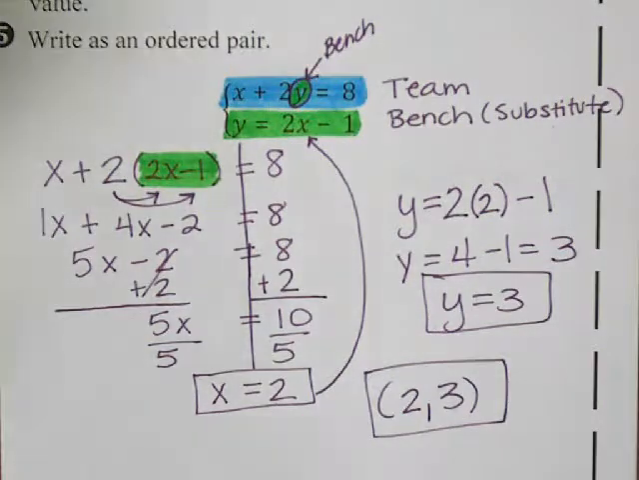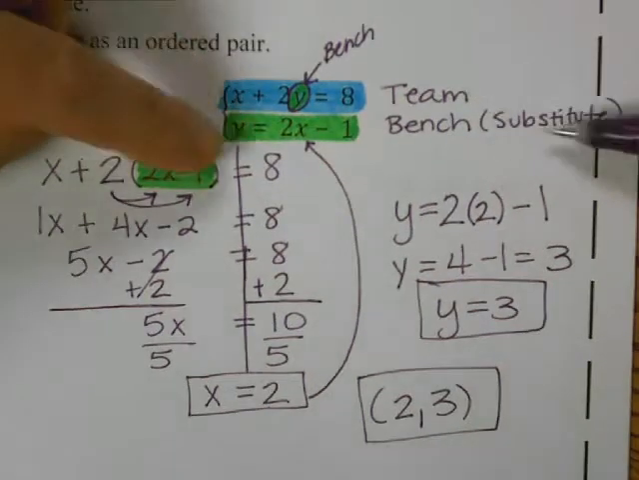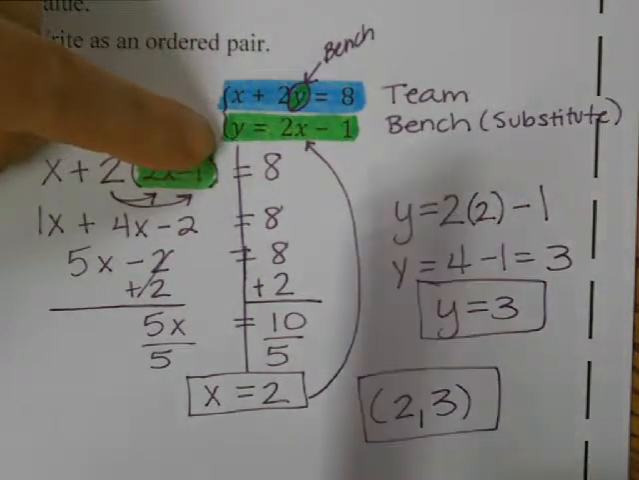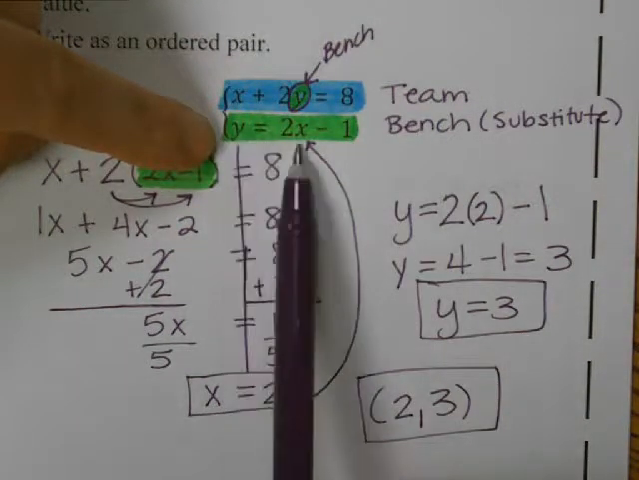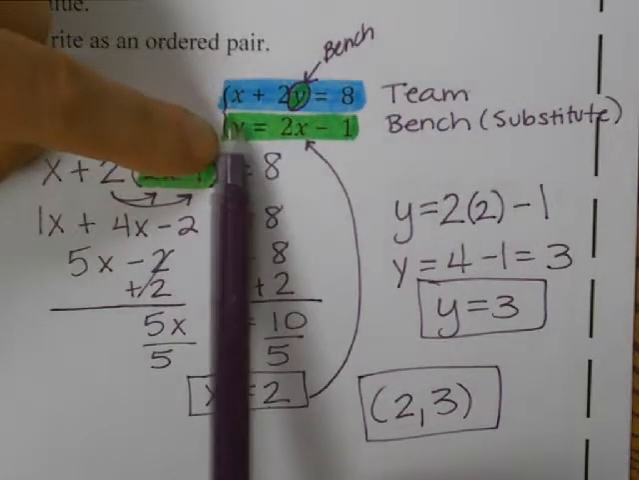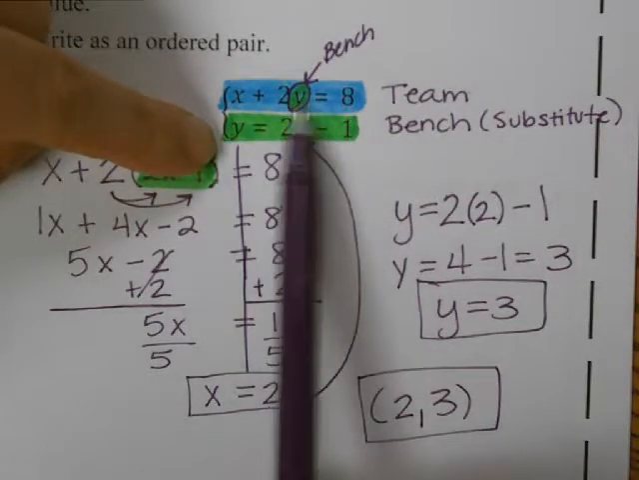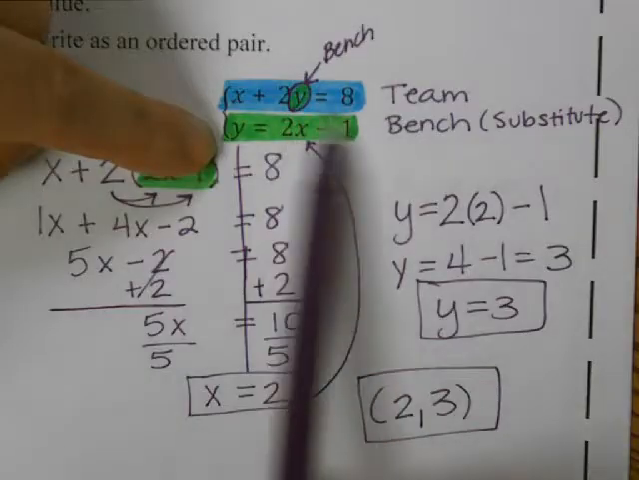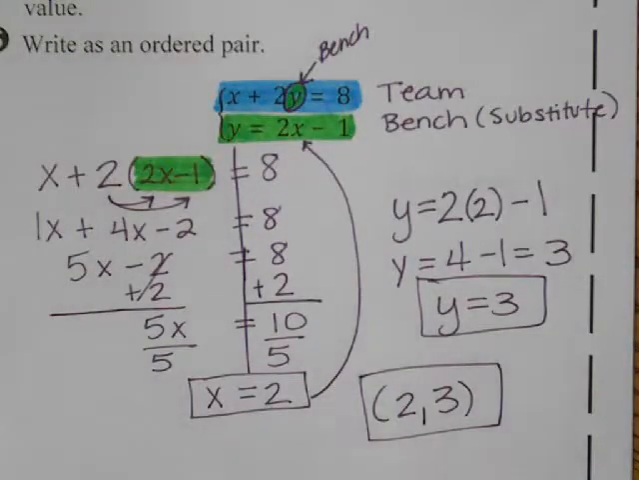Okay? So once again, we have our team and we have our bench, and you pick your bench because x and y are on opposite sides, and then you plug in, so whatever it says is equal to, that's the one you're going to circle on your team, and you're going to substitute it with the other side on your bench. Let's look at another example on the inside.